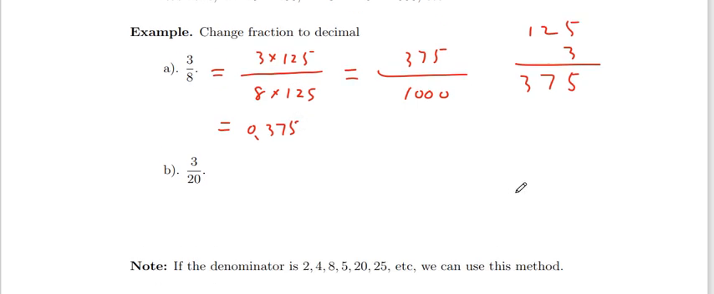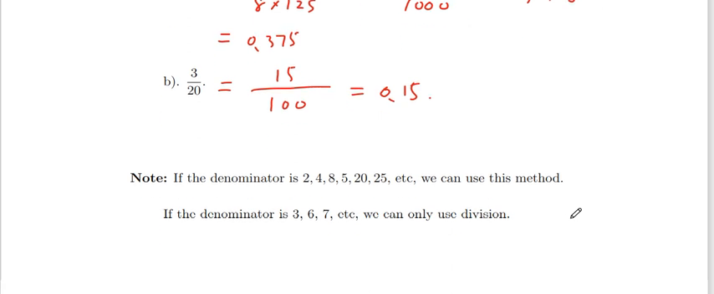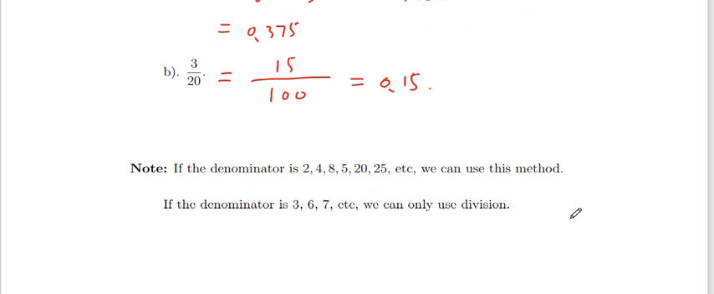For 3 over 20, this is easy, right? We change it to 100. So here multiply by 5, so this becomes 15. So this equals 0.15. If the denominator is a number like 2, 4, 8, 5, 20 or 25, we can use this method. But in general, if the denominator is like 3 or 6, it is not so easy to change into 100, then we use division.